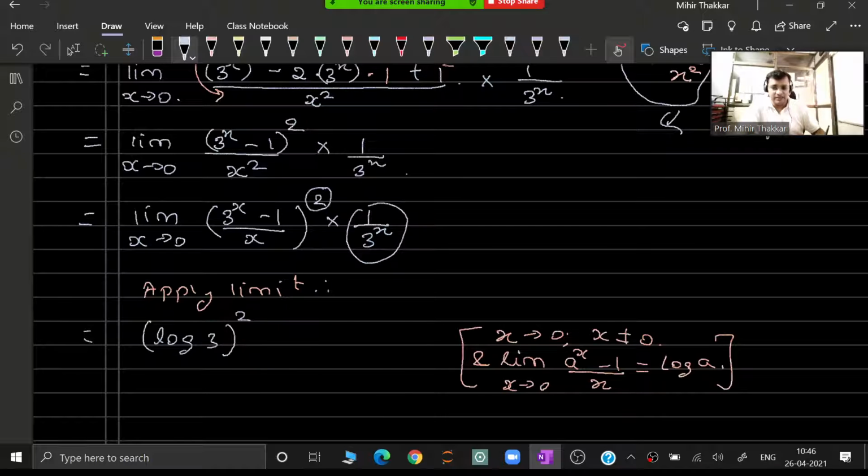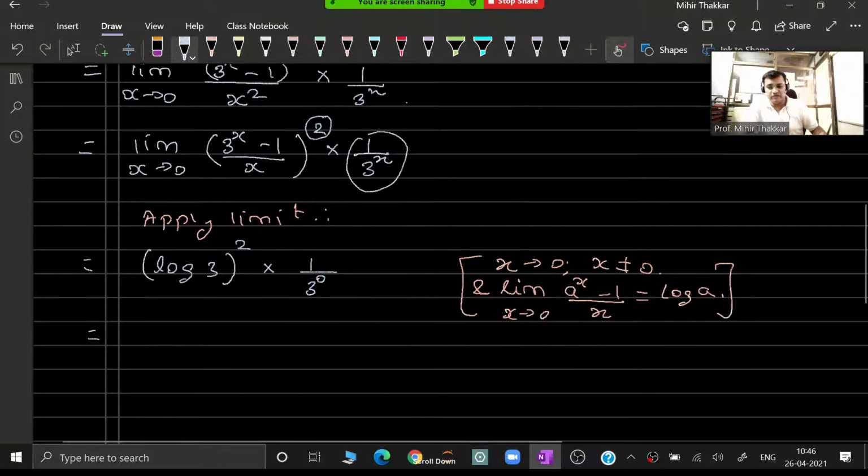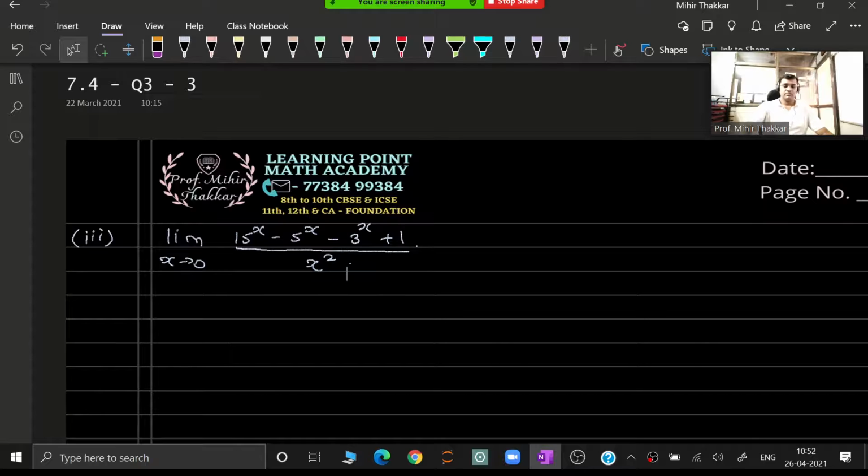What should we do with this? Just substitute x as 0. So I will get 3 raised to 0. What is 3 raised to 0? In fact, what is anything raised to 0? It is always 1. So if anything raised to 0 is always 1, it's very easy for you to identify 3 raised to 0 is going to be 1 itself. So guys, just ignore that and your solution is log of 3 the whole square. This becomes our answer.